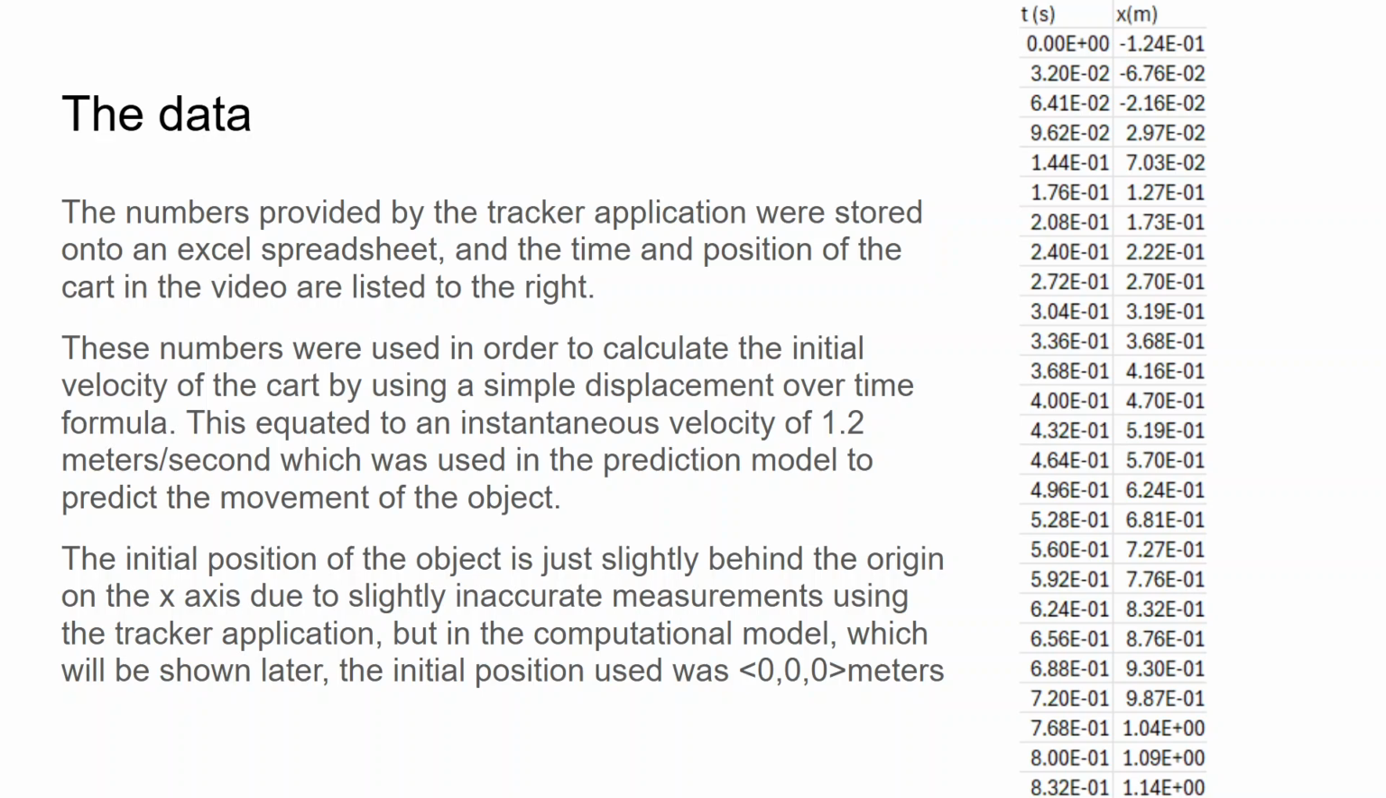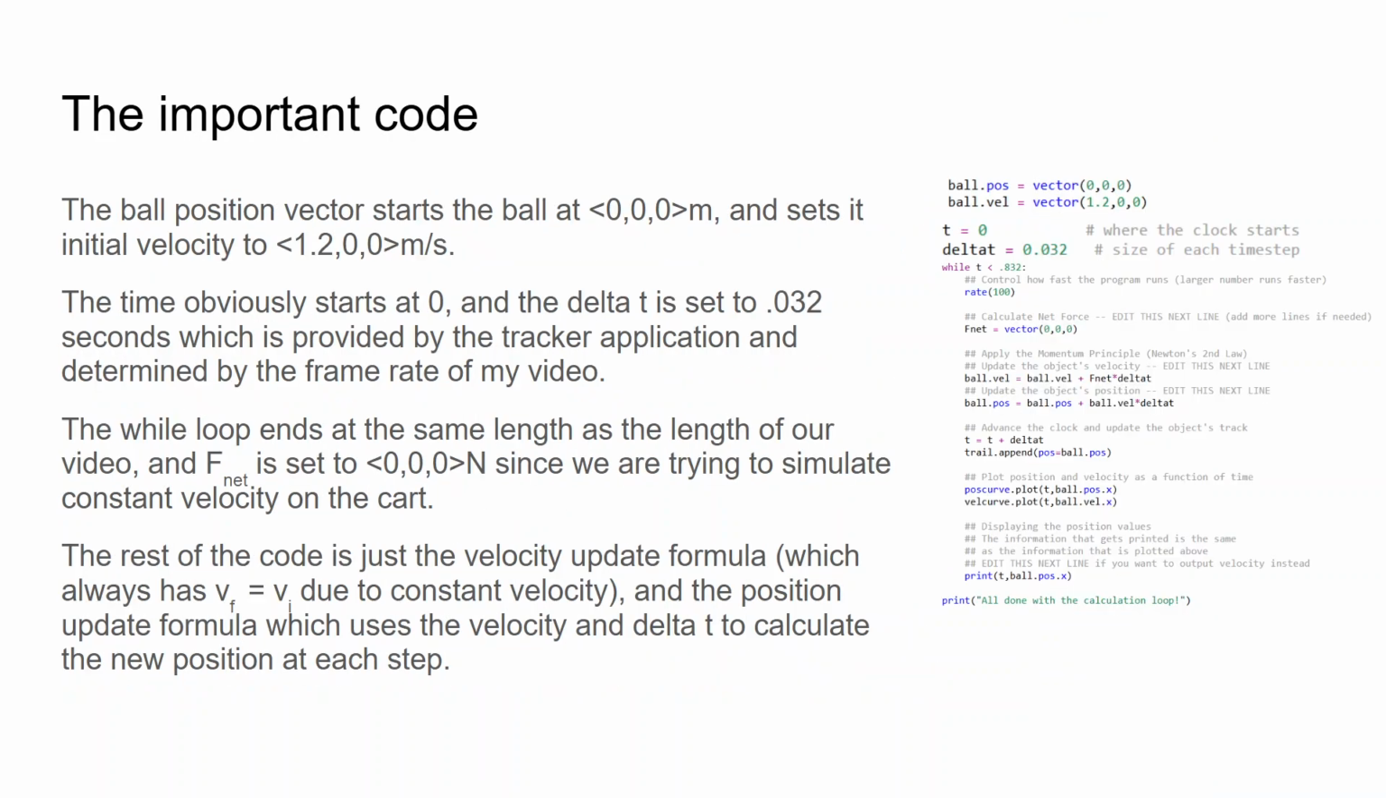The initial position of the object is just slightly behind the origin on the x-axis due to slightly inaccurate measurements using the tracker application, but in the computational model, which will be shown later, the initial position used was 0, 0, 0 meters, the vector.